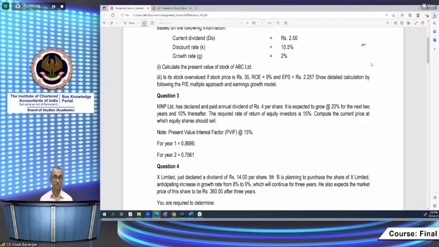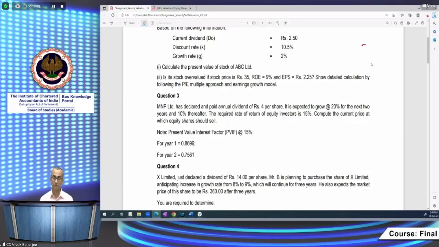Students, here the point is important. The second sentence is very important: that MNP is expected to grow 20% for the next 2 years. Means for the first 2 years, it will be super normal or extraordinary growth of 20%. Then it will come to 10%. Thereafter means from the third year onwards, it will grow at 10% till infinity, or indefinitely, or for a long time to come. So, what is this?